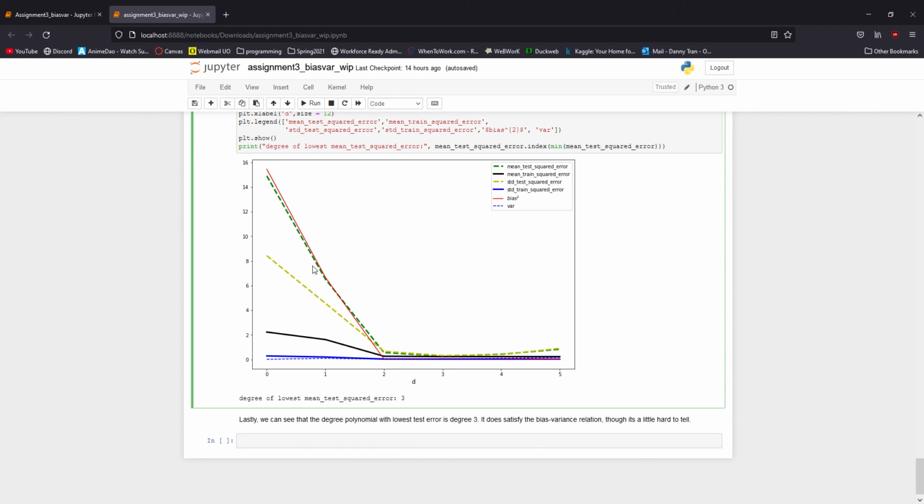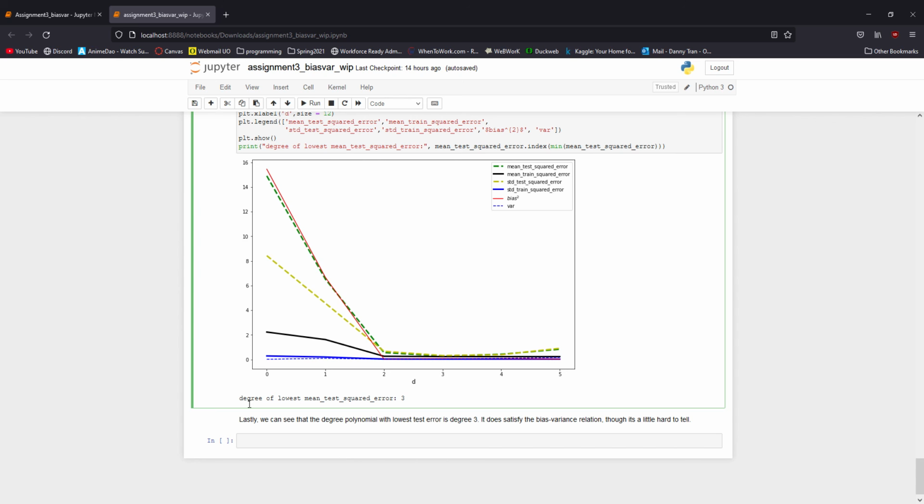And then we have the red line for bias and blue dash for variance. Although it's a little hard to tell, the bias/variance trade-off does match. As you can see, the variance is going up right here. You can see the dash line is a little bit higher than down here, and the bias is going down like this, and it's below the blue dash line.